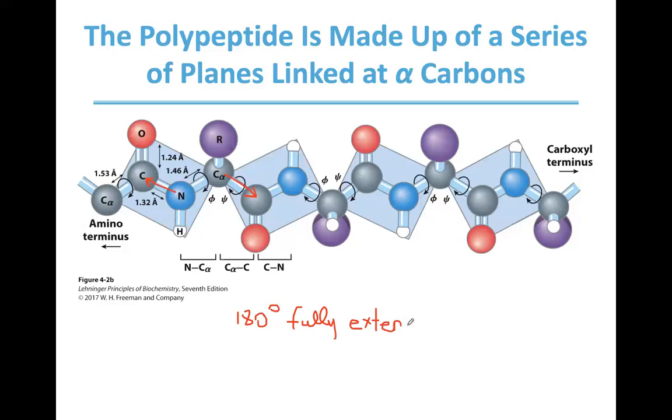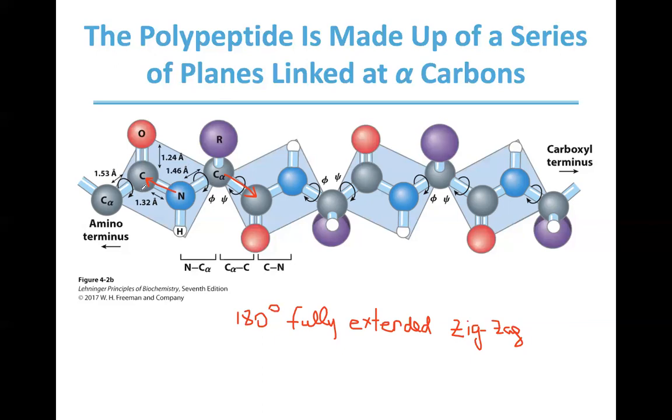So in other words, if the peptide chain wasn't fully extended, now some people also refer to this as zigzag, right? Zigzag. So basically up, down, up, down, up, down, right? So in this fully extended conformation, the angle here is going to be 180 degrees. And so phi equals 180 degrees in the fully extended conformation. Now, if you start rotating about this carbon-nitrogen bond, then phi will change.